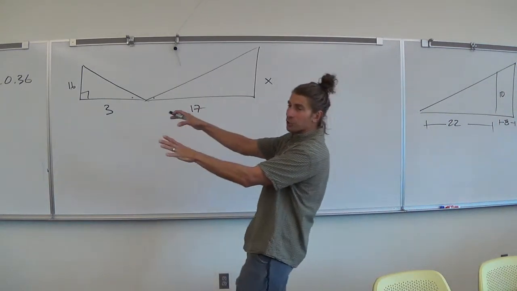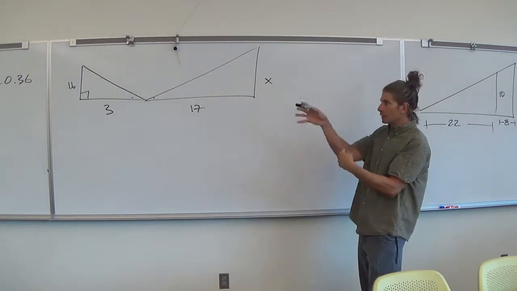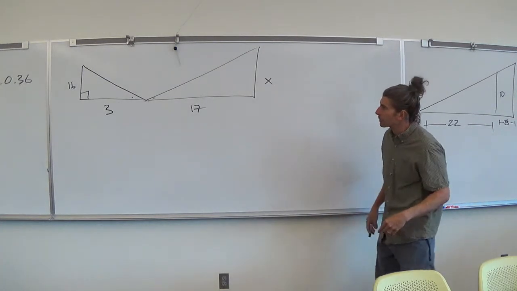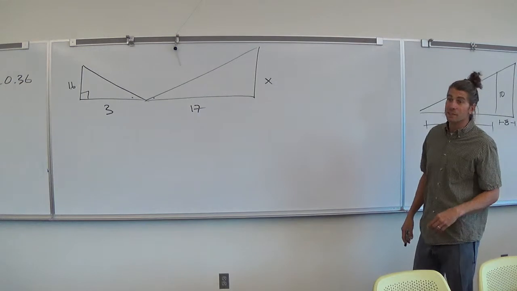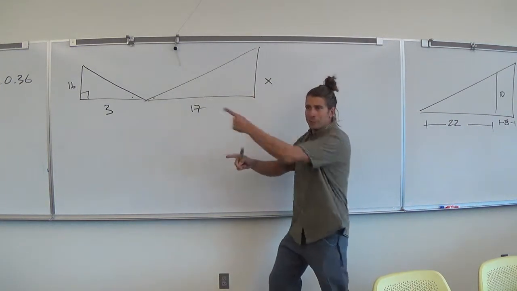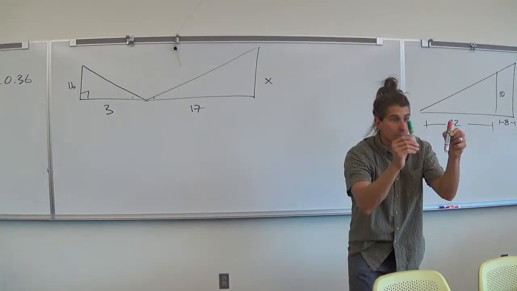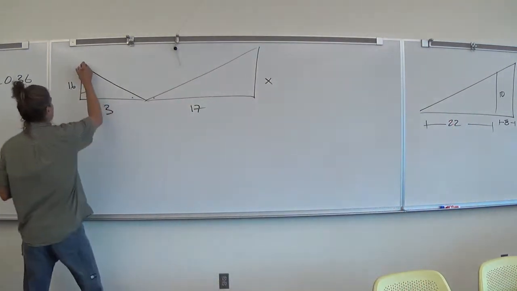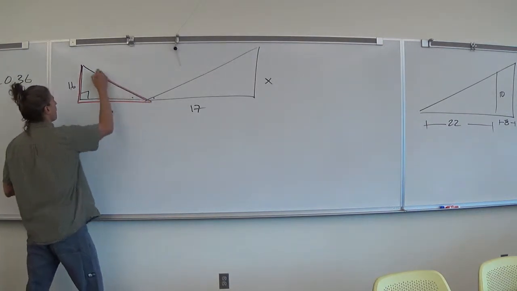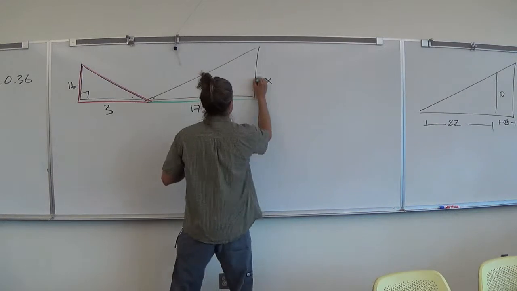Rather than changing that one again, why don't I flip this one around and make it look like that one? Which one should I flip, do you think? Doesn't matter, does it? What if I flip this one? That way they're both pointing in the same direction as the previous one. Is that okay? Now I'm going to color code them too, just so we can keep track of them. You've got a 16 and a 3, and you've got a 17 and an X.